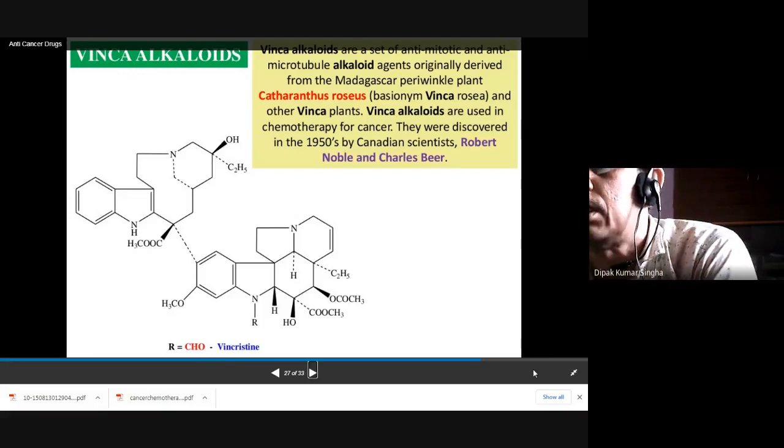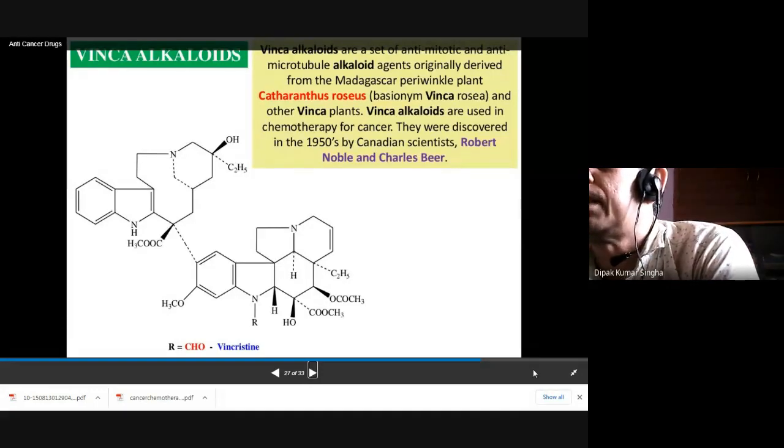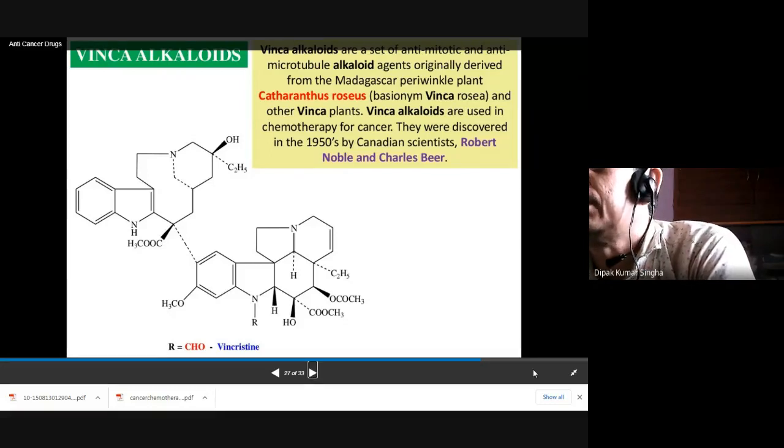Remember CHO goes with Vincristine, and CH3 with OH is Vinblastine. It is a Vinca alkaloid. Vinca is derived from the periwinkle, the common name, Catharanthus roseus. This is Vinca rosea, and other Vinca plants. The Vinca alkaloids are used in cancer chemotherapy. These were discovered in the 1950s.